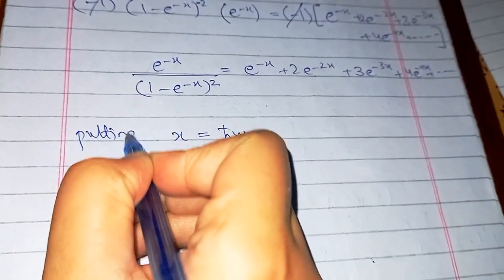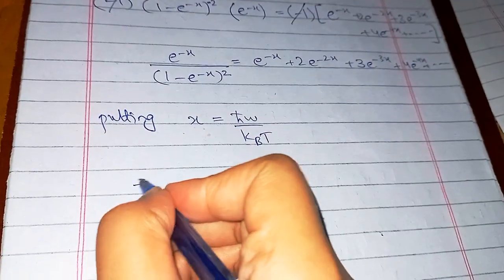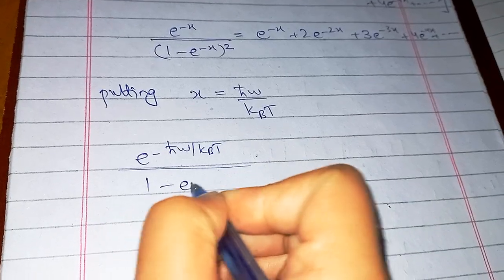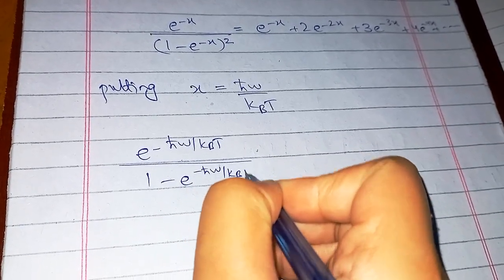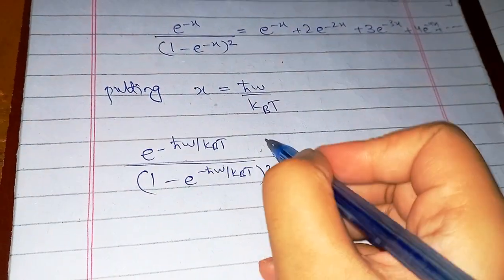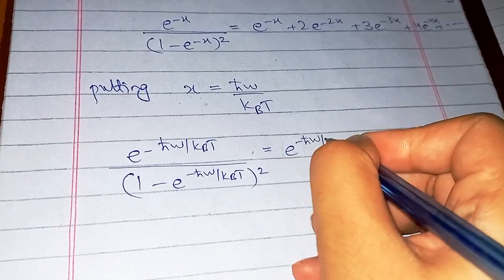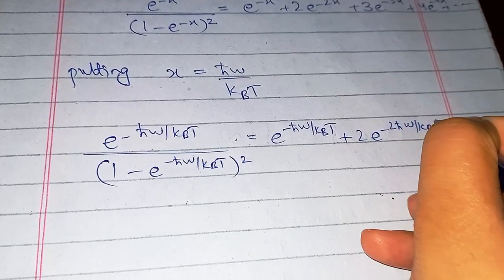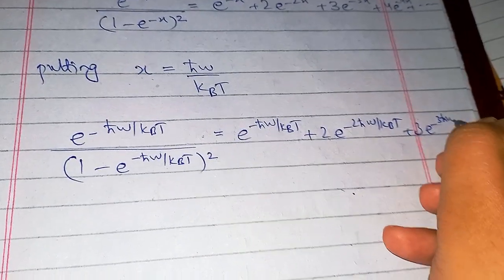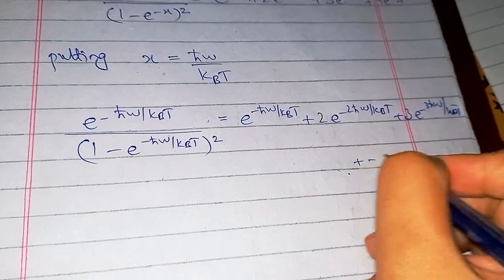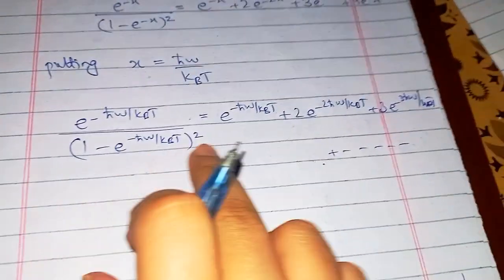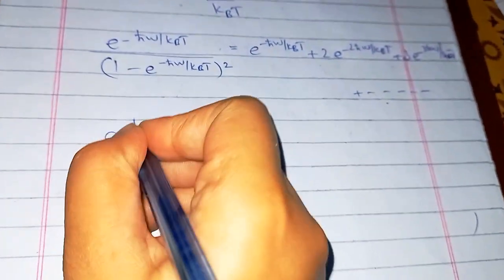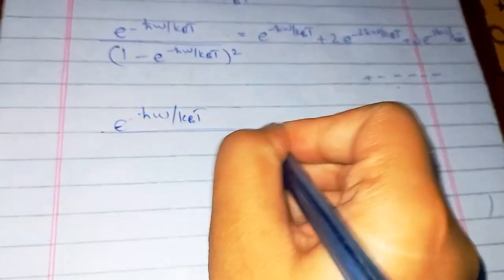Putting that, if you do that, e to the power minus h cut omega by kBT divided by 1 minus e to the power minus h cut omega by kBT whole square, that is equal to e to the power minus h cut omega by kBT plus 2 e to the power minus 2h cut omega by kBT plus 3 e to the power minus 3h cut omega by kBT plus, and so on. And if you notice, this series on the right hand side is actually the series that we had in the numerator.